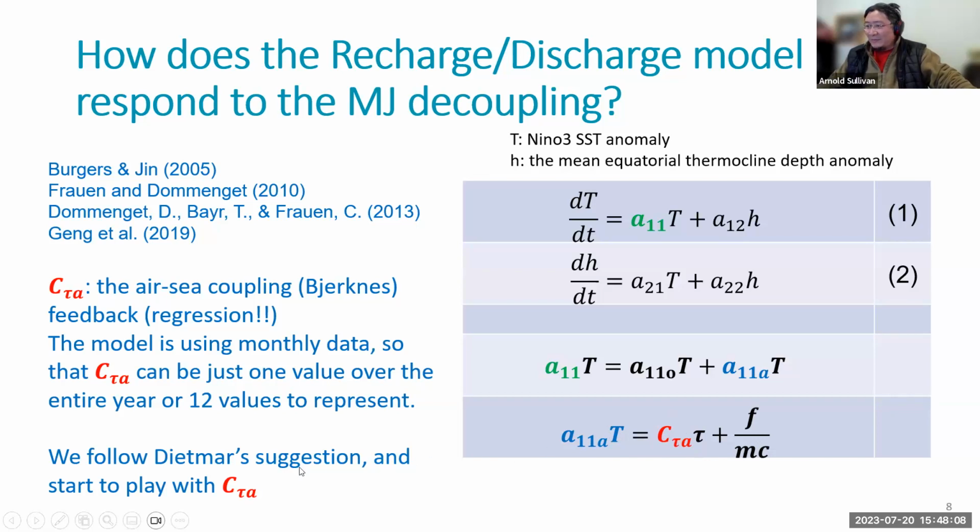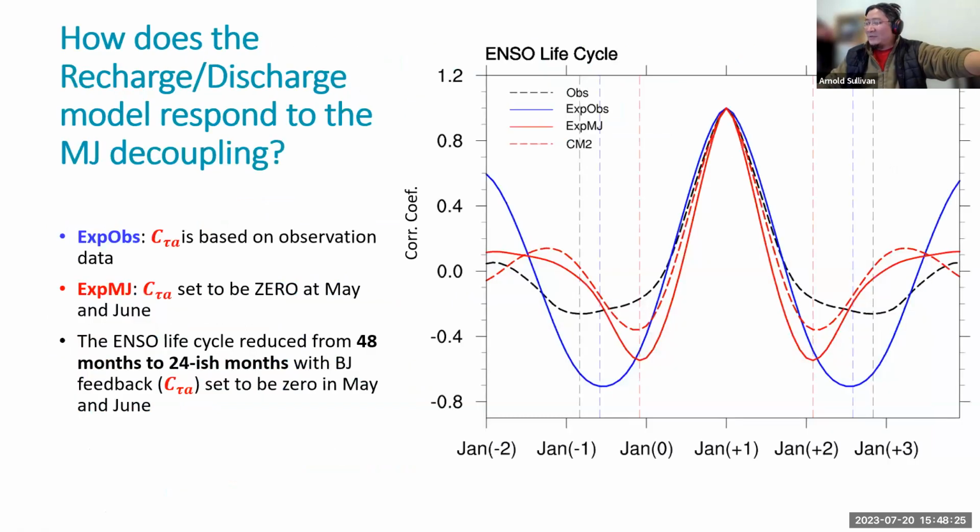A long time ago when we just started, DIMA suggested we play with this term and try to change it, and see how the model will change. So here we clearly show the result. We have directly from the observations the life cycle I showed on the first slide, and also the CM2, directly from the historical model.